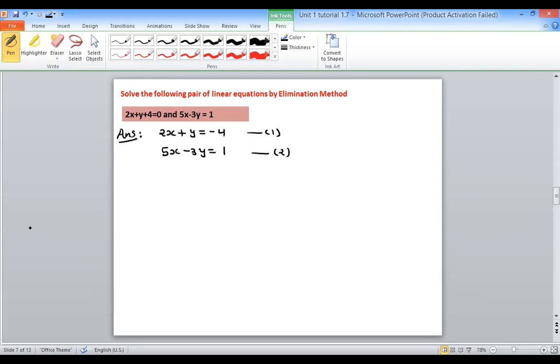I want to make the same coefficient of the given variable. So you have always two choices. You can make the same coefficient of the x variable, or you can make the same coefficient of the y variable.